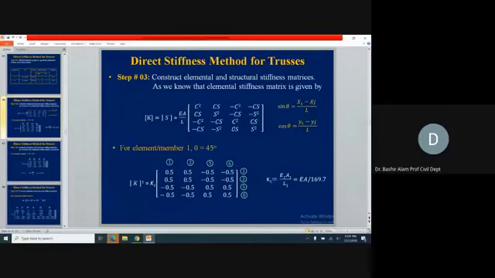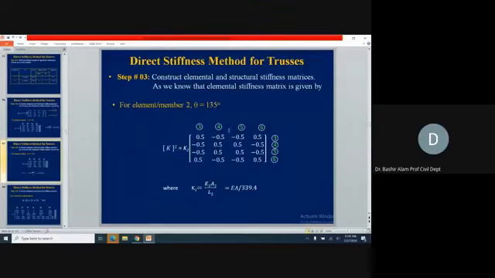Next, the elemental stiffness matrix is generated. For element 1, we put the value of theta here and generate these values. Similarly for element 2, we put this 135 in that basic equation.